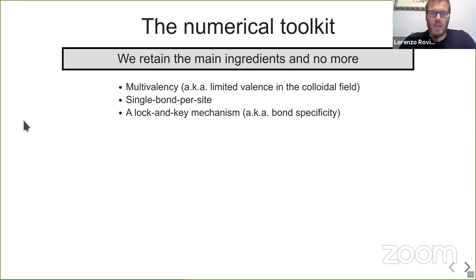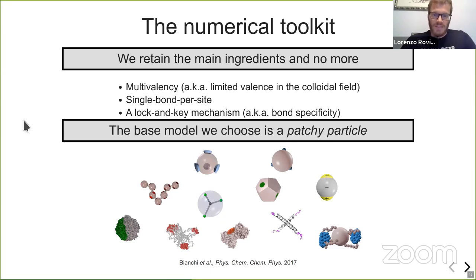Of course, we need multivalency. That's called limited valence in the colloidal field, but it's the same thing. That we learned is very important. Then we have this lock and key mechanism, so we need bond specificity: this particle can only bind to that particle. And then we need a single bond per site. So it's a lock and key mechanism, where a site can be involved in only one bond. This is a perfect job for what is called a patchy particle.